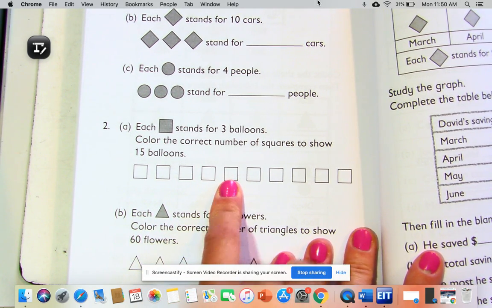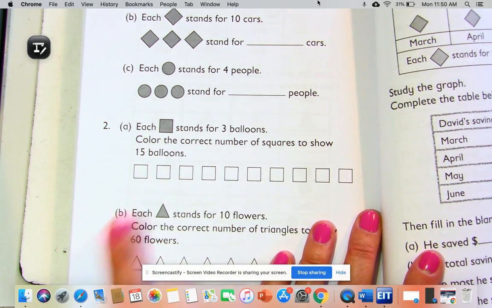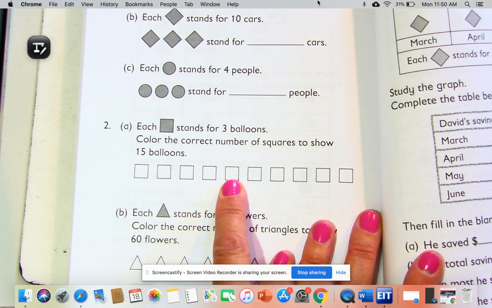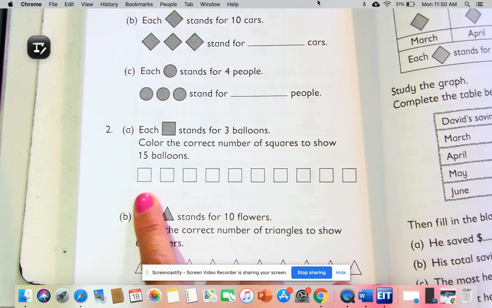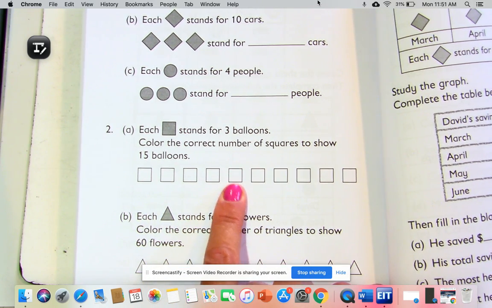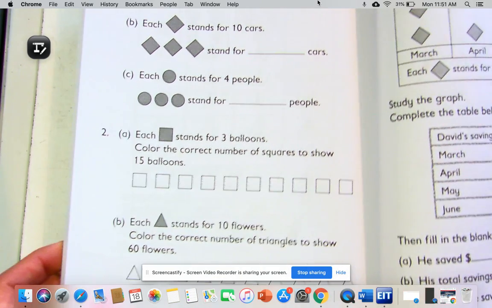Color the correct number of squares to show 15 balloons. And if each one stands for 3, let me skip count. 3, 6, 9, 12, 15. I think we're right. 3, 6, 9, 12, 15, 18. Oh, but I'm going to stop at 15. All right, so there's our fun skip counting song.